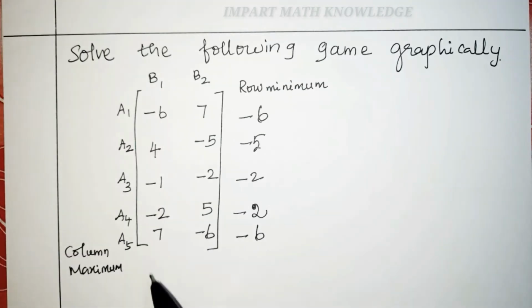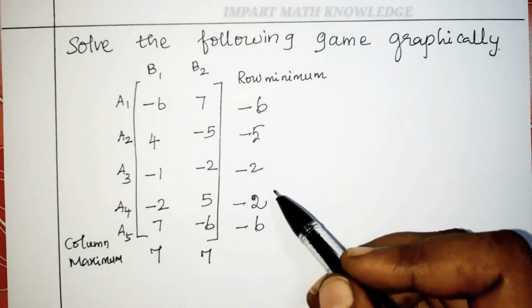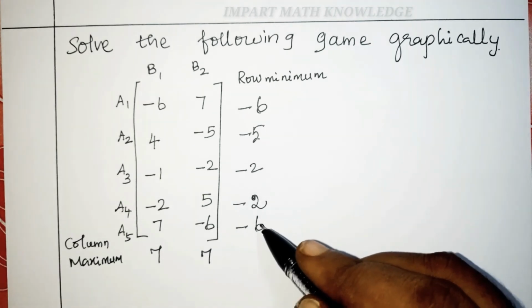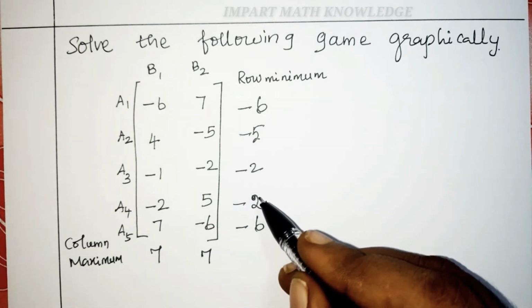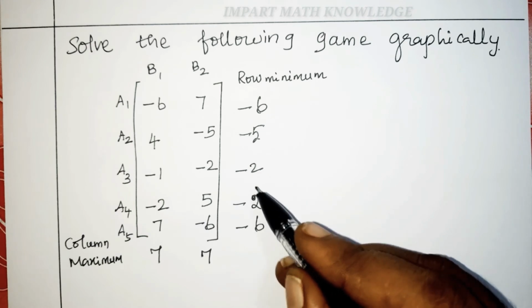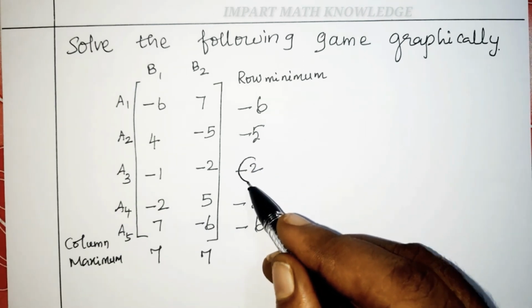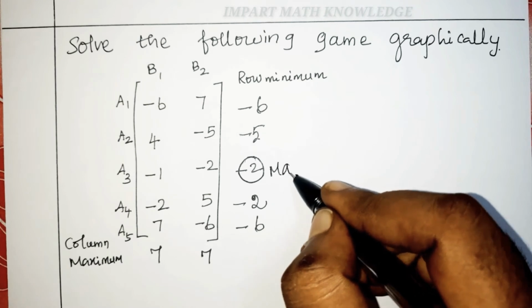Now we have to go for the column maximum. First column, the maximum number is 7. Second column, the maximum is 7. From the row minimum, you have to select the maximum value. The maximum value is minus 2. It comes in two places, so you can select any one. This is the maximin point.